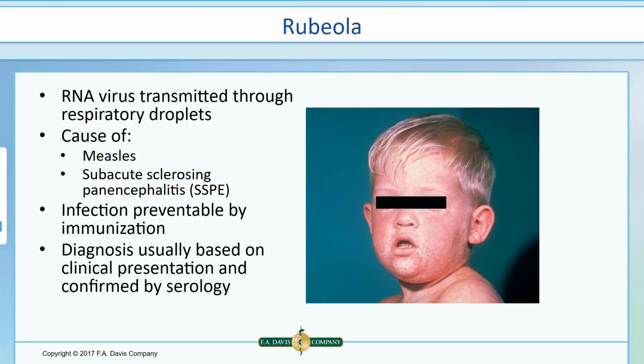So, an RNA virus transmitted through respiratory droplets, the cause of, as I mentioned, measles and subacute sclerosing panencephalitis, SSPE. Infection is preventable by immunization, and diagnosis is usually based on clinical presentation and confirmed by serology.